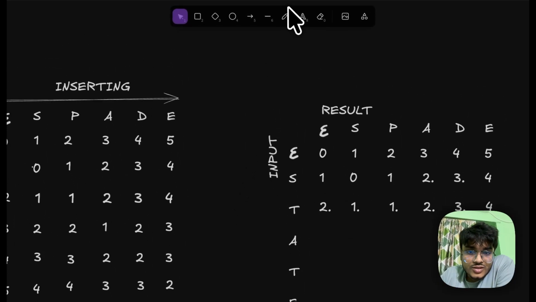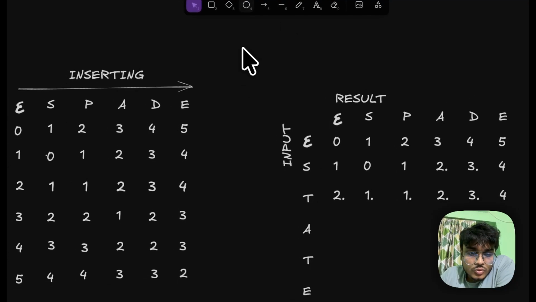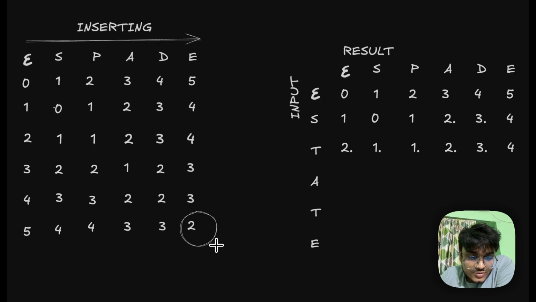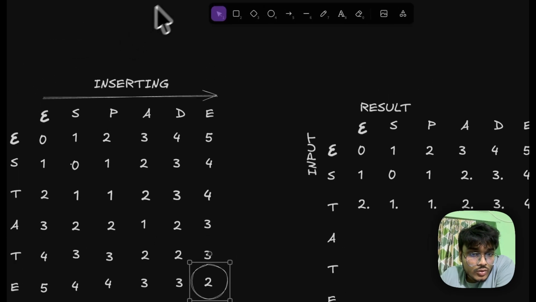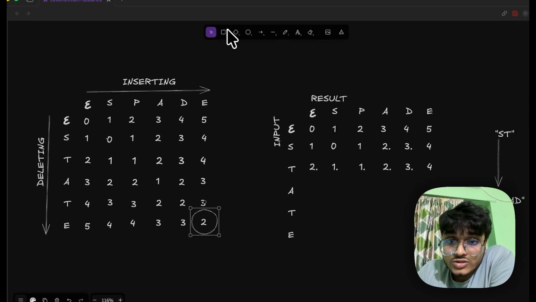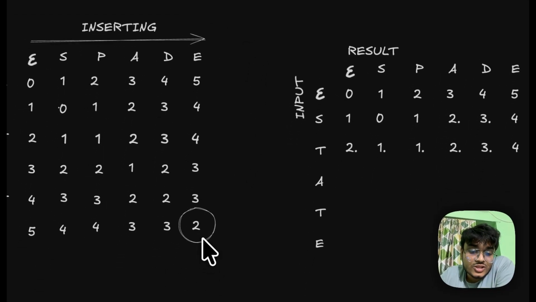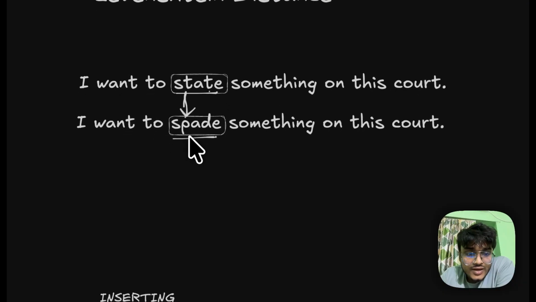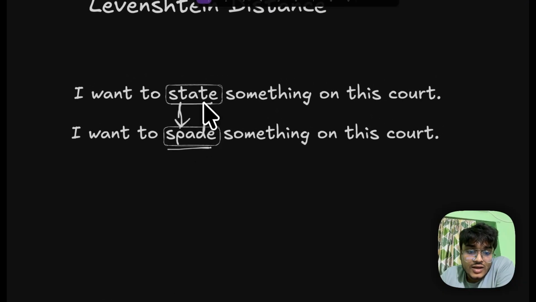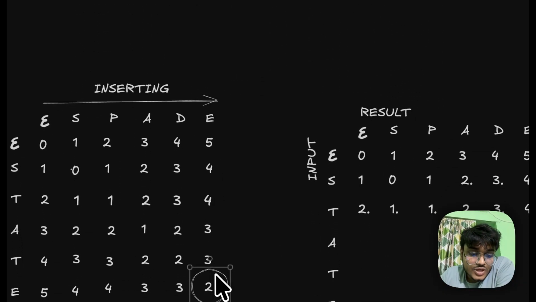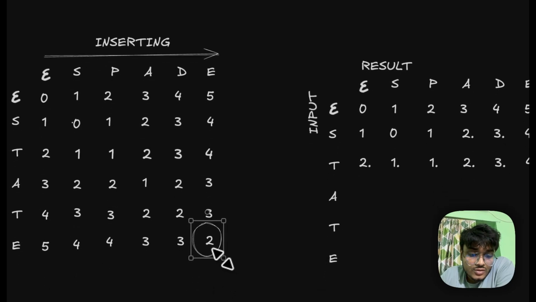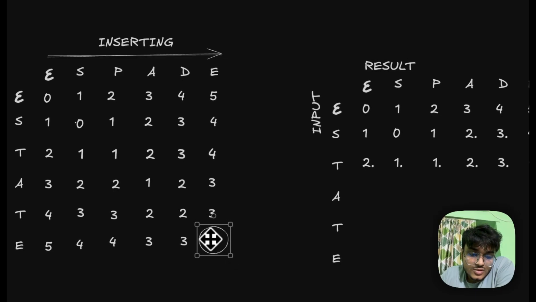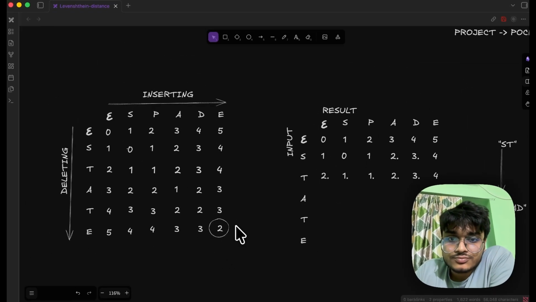The only thing you have to understand is that when you complete this whole thing, the last diagonal value will be your answer, or the minimum cost you have to bear. So this one is the minimum cost. You can see if I wanted to convert state to spade, I have to convert this T to P and this T to D. So the minimum cost of it will be 2. So this is the algorithm for it. We have to use DP.